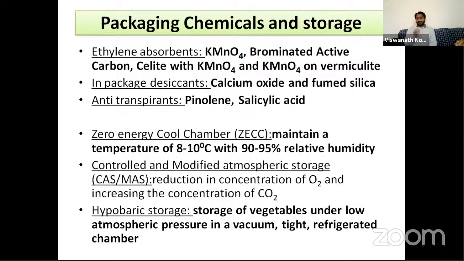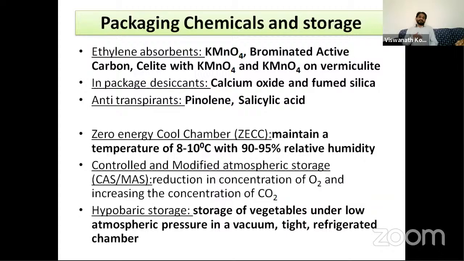Then desiccants. Desiccant means if there is more moisture in the packing boxes, it attracts microbial decay. So to reduce the moisture content in the packaging boxes, we can use desiccants like calcium oxide and silica gel, because they absorb the moisture in the packages. Then antitranspirants, spraying of antitranspirants. Antitranspirants reduce the rate of transpiration and prevent the loss of moisture, like pinolene and salicylic acid.